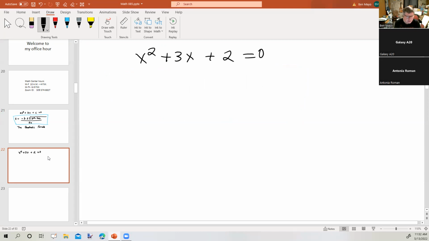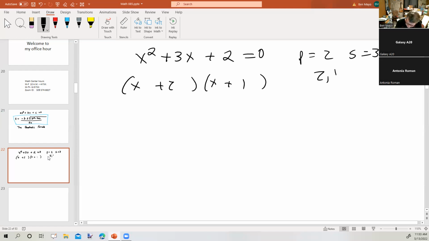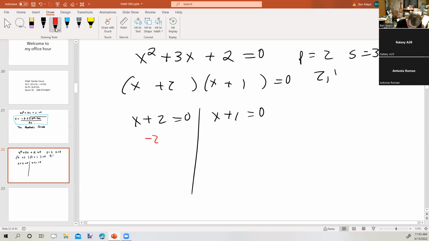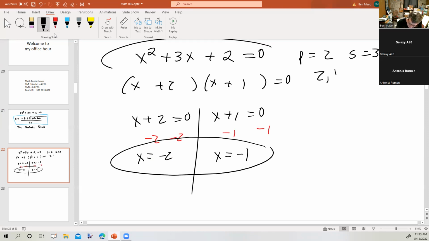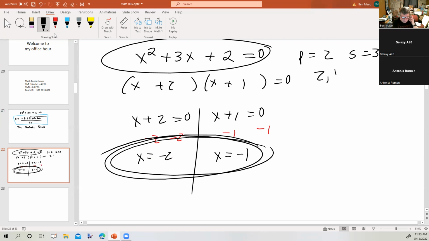To factor this, it's a trinomial in standard form with a leading coefficient of 1. There's no greatest common factor. So we'd have an x and an x, a product that's 2, and a sum that's 3. So the numbers are 2 and 1, so plus 2 and plus 1, okay? So if x plus 2 equals 0 and x plus 1 equals 0, solving the one on the left, we get x equals negative 2. Solving the one on the right, we get x equals negative 1. So this equation has these two solutions, all right?